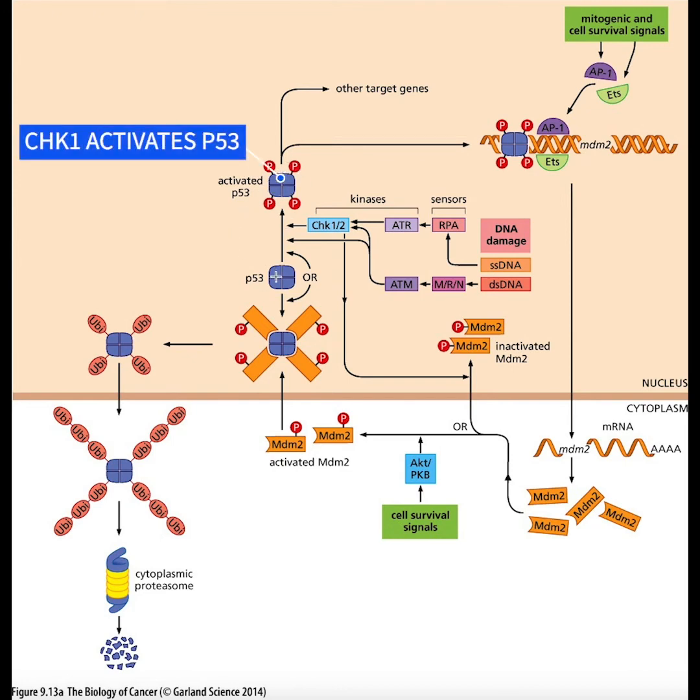So from a not very active and degradation-prone P53 complex, we now switch to an activated P53 complex that has a higher affinity for its target genes, and it will then be able to activate other genes than MDM2. If you don't have the survival signals, then MDM2 will also be targeted by CHK1. So CHK1 will phosphorylate P53 and it will also phosphorylate MDM2.